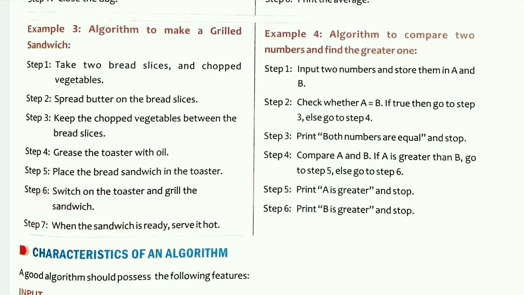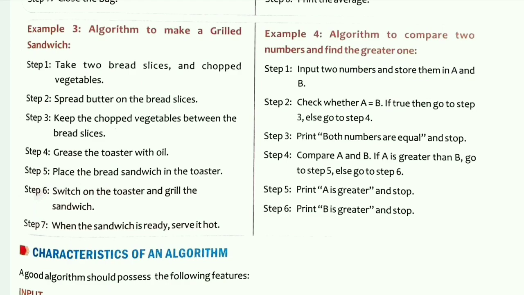And the fourth algo given here is algo to compare two numbers and find the greater one. In this the first step is input two numbers and store them in A and B. Here A and B are two variables that we are using to store the numbers. And the second step is check whether A equal to B or not. If it is true, then go to step 3, else go to step 4. And in step 3, you have to print both numbers are equal and stop.